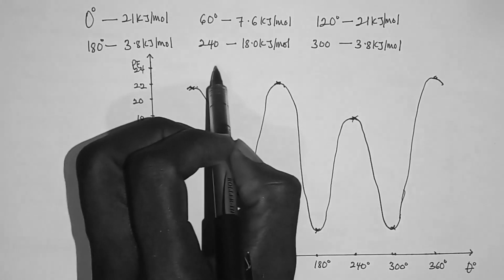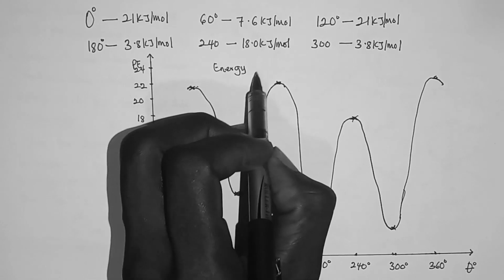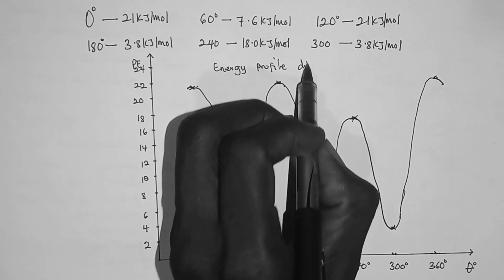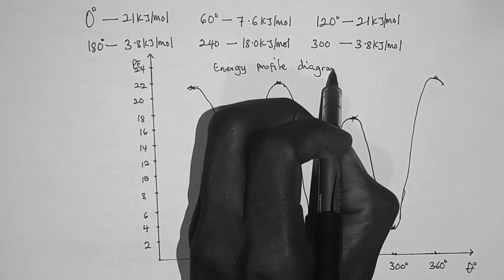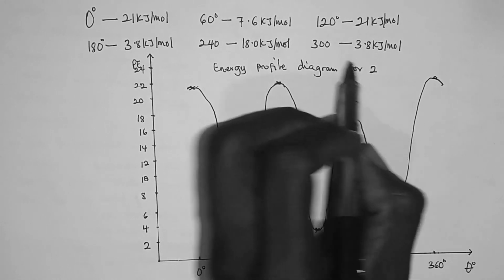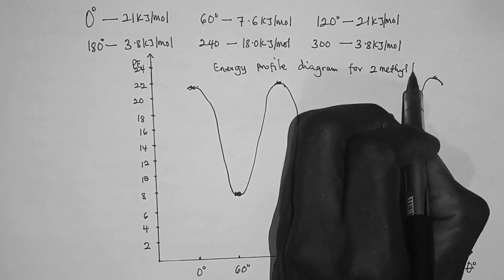So this is the energy profile diagram for 2-methylbutane.